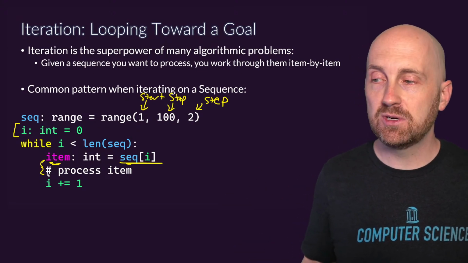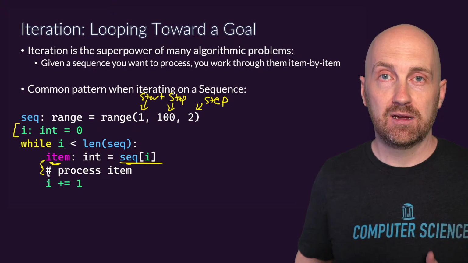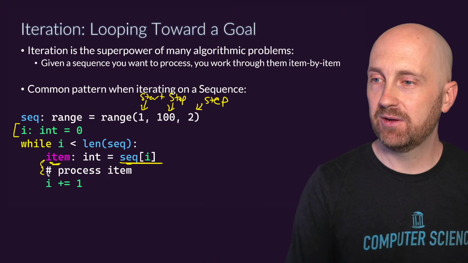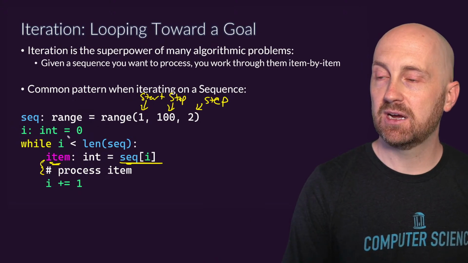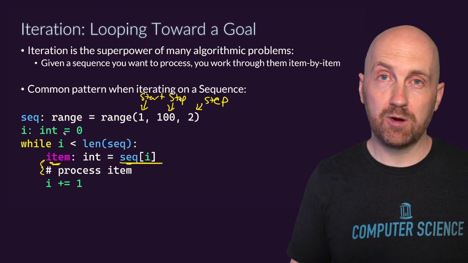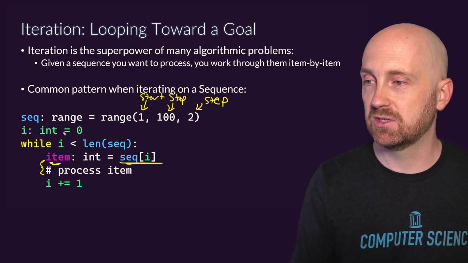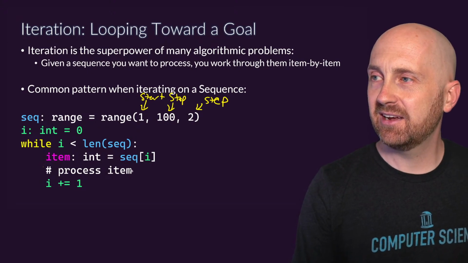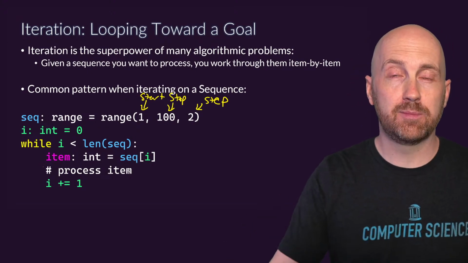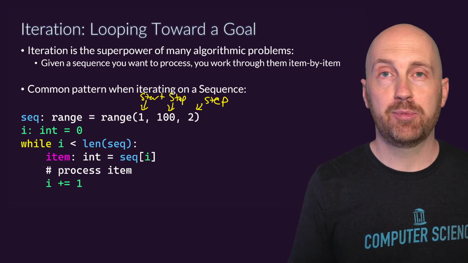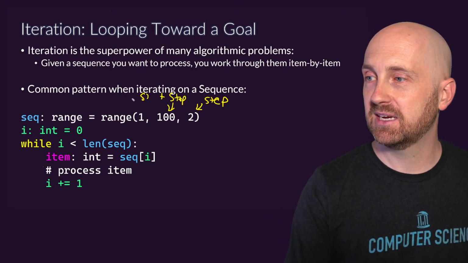right? Because remember, sequences are indexed, ordered items that are collected together in a single value. And here we're using a range sequence, but we know that lists are sequences, tuples, and strings are all sequences as well. So the idea of iteration is we're looping towards some goal. We want to stop looping at some point, and we're trying to move item by item through a collection of values that we want to process.